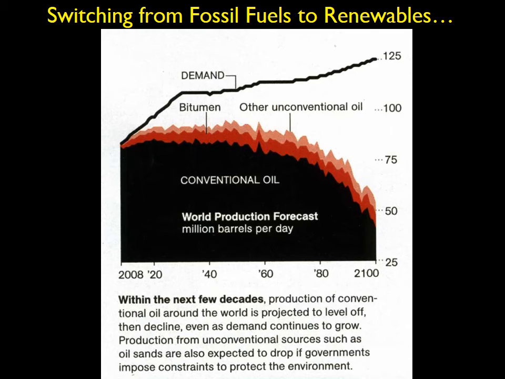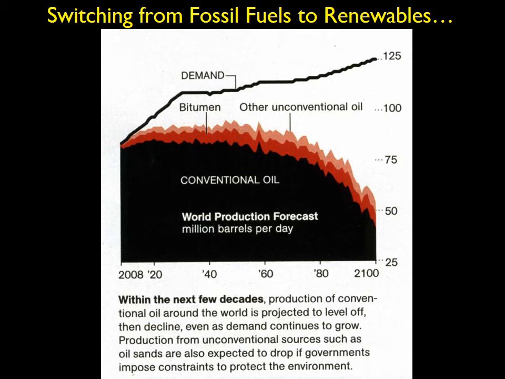So this is a projection of demand for fuel, for crude oil compared to production. So demand is expected to go up and up throughout this century. Production, on the other hand, is going to go down. And so conventional oil will be dropping.